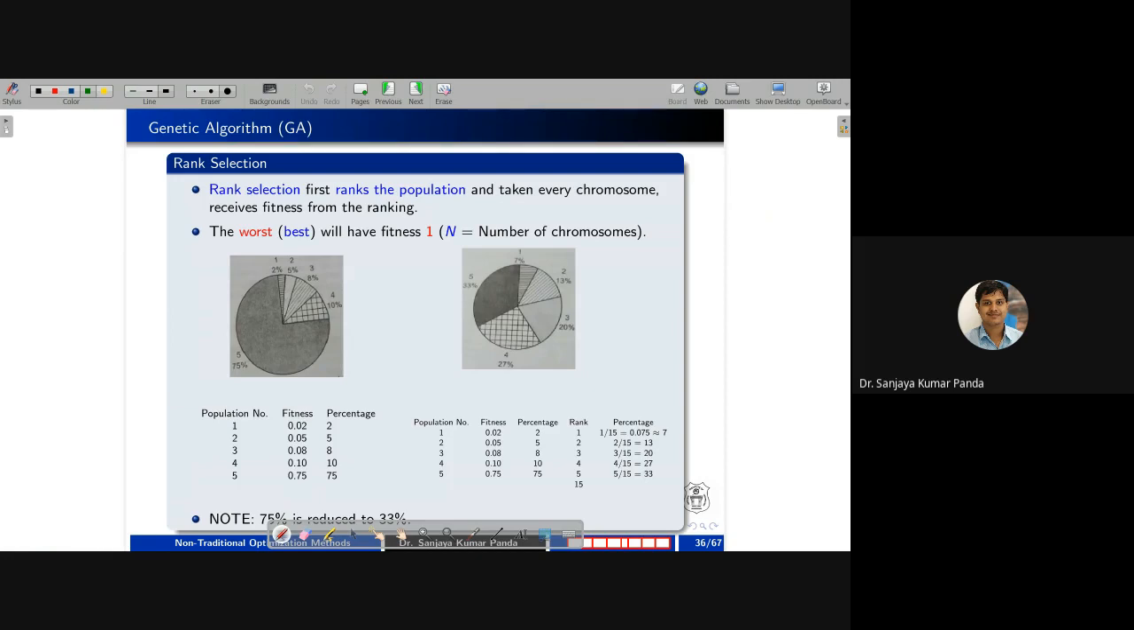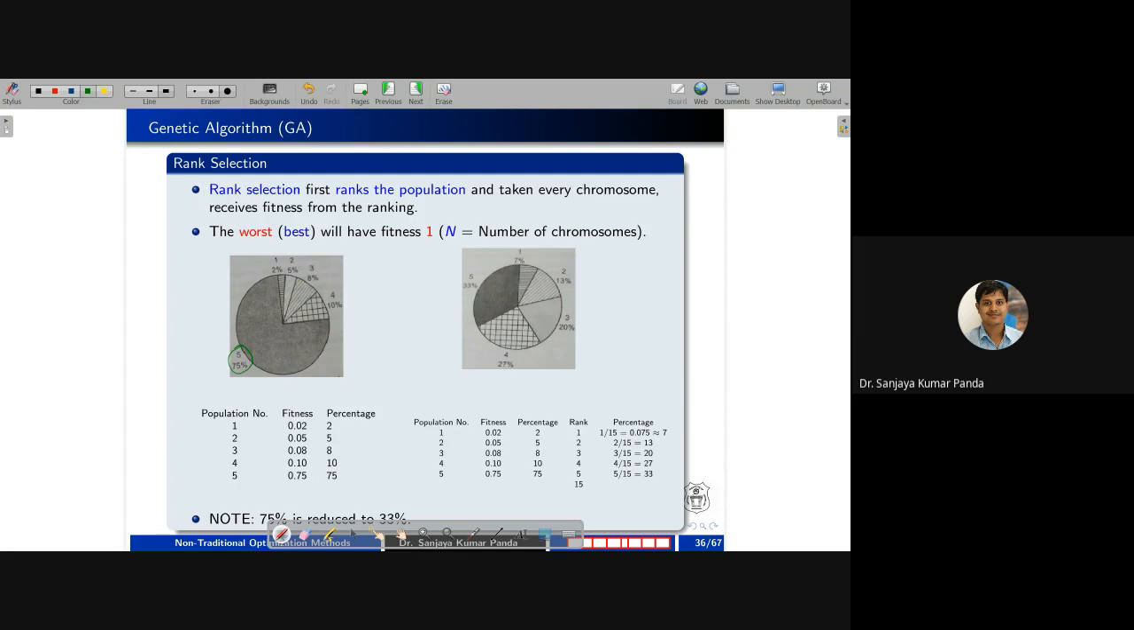But rank selection has some advantages over roulette wheel selection, because if you see the first one, if you go for roulette wheel selection, and a particular population occupies 75% of the space, then whenever you spin the wheel, population 5 is most likely to come. In order to avoid this problem of roulette wheel selection, we have a rank selection method.